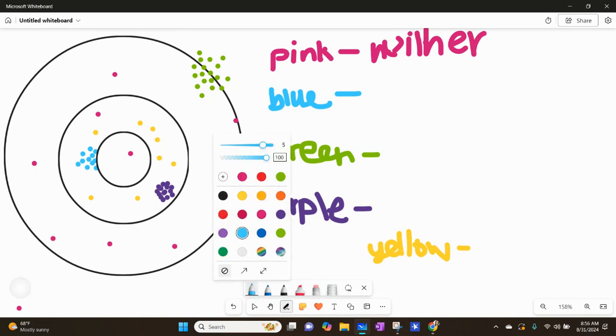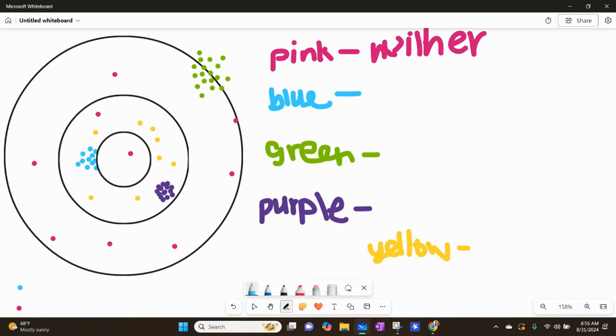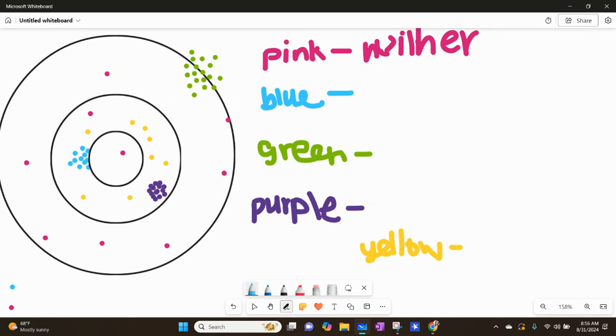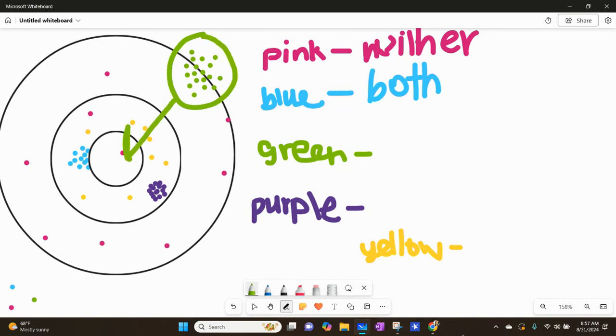Let's try blue. Our blue points are very close to each other, but they are also very close to the actual value. So this makes it both. Let's look at our green. Our green points are very close to one another, but they are a great distance from the actual center, the actual value. So this makes it precise.